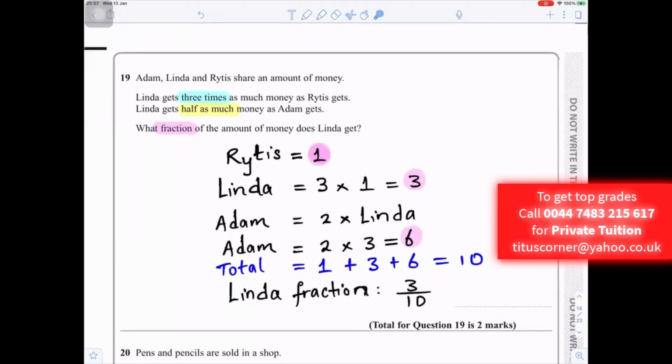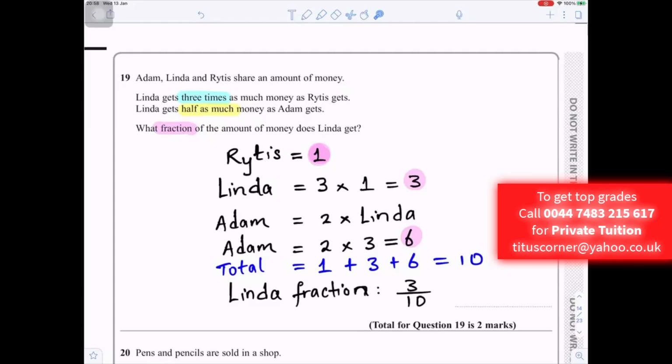Question number 19. Adam, Linda, and Righties share an amount of money. Linda gets 3 times as much money as Righties. Linda gets half as much money as Adam gets. What fraction of the amount of money does Linda get?